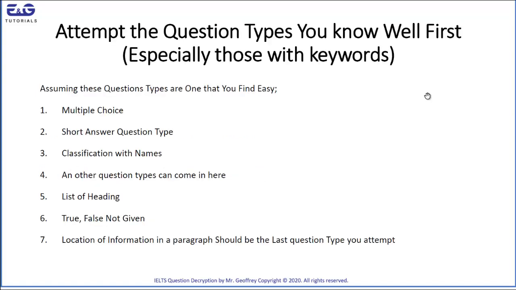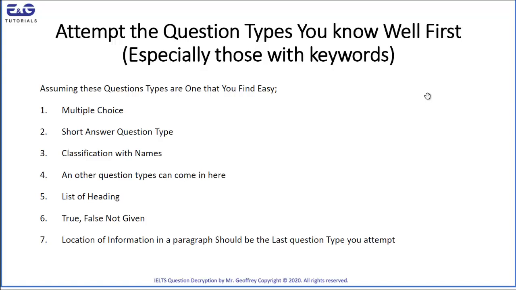Now we have the next one that says attempt the question types you know well first. Remember, in the other video I was telling you about strategies. By now you ought to know the question type that works best for you. So let's assume that these are the ones that you find easy. Multiple choice, you got it covered. You answer your short answer question type. You deal with your classifications. Any other question type that can come in here, maybe matching sentence types and all of that. Then you have your list of any, you got it covered. Then true, false, not given, not too well, but it's okay. Then you now do the location information in the paragraph because it's the last thing that you do. I get it, and you move on.